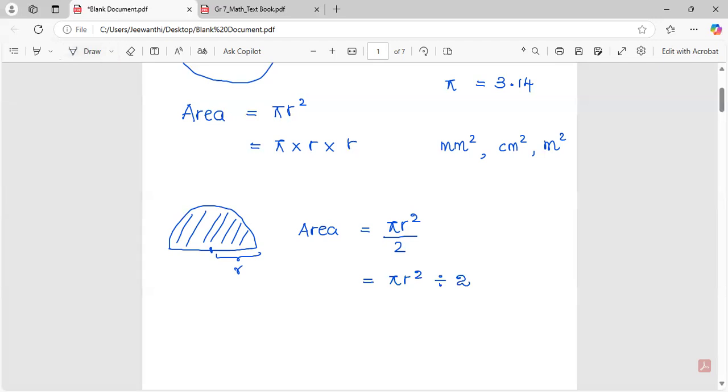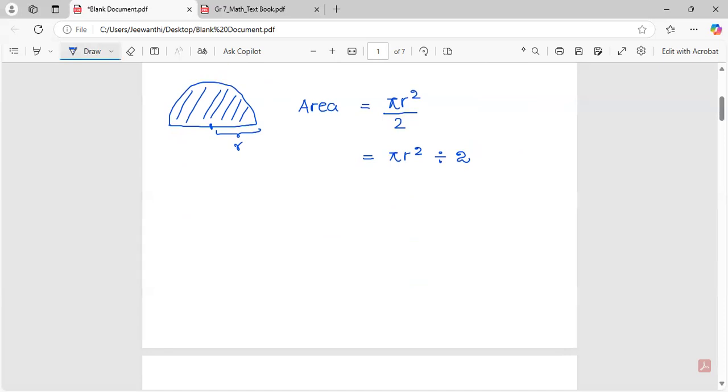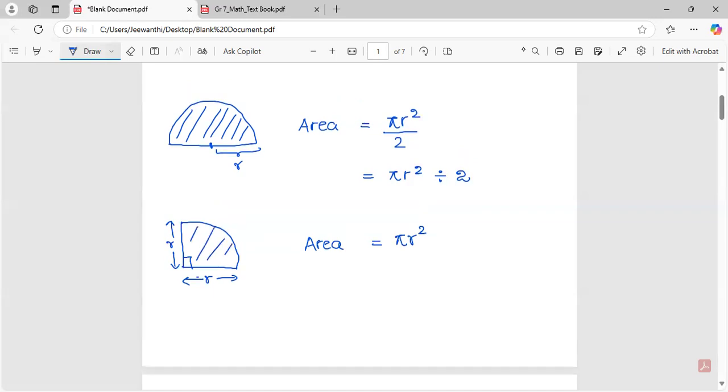In the same way, let's say I don't have a half. Instead, I have a quarter. And here, this is the radius value. This is a quarter of a circle. Then how am I going to get that? I know the full circle is πr squared. But here I don't have the full circle. Instead, I have only a quarter of that. Therefore, I want to divide this by 4. If needed, you can write it like this, πr squared divided by 4.